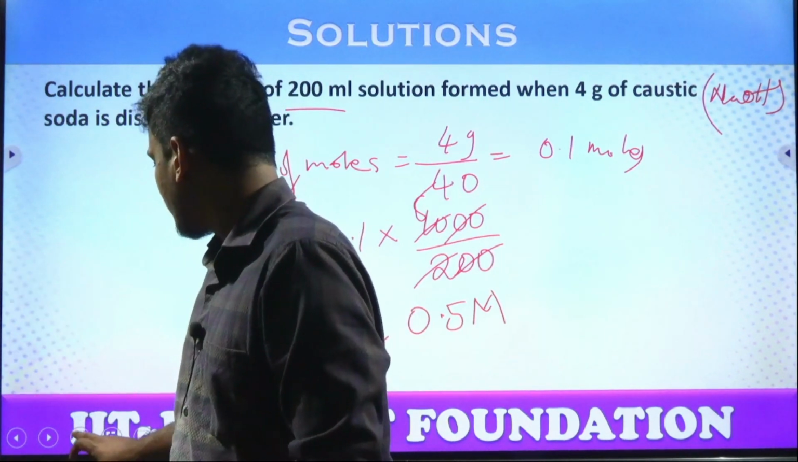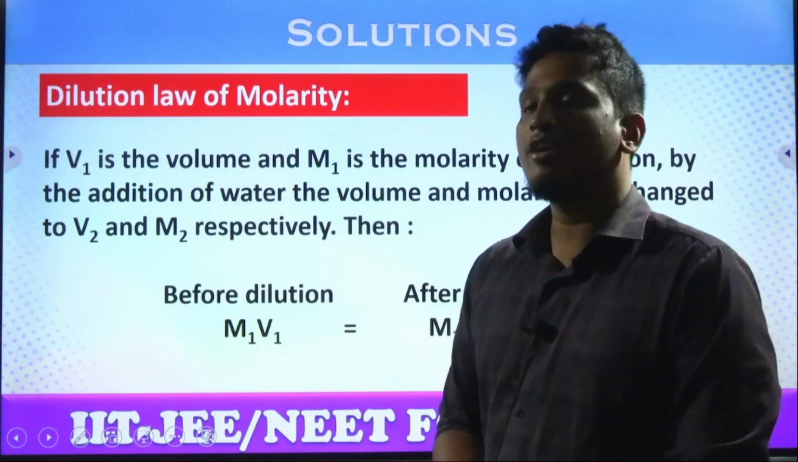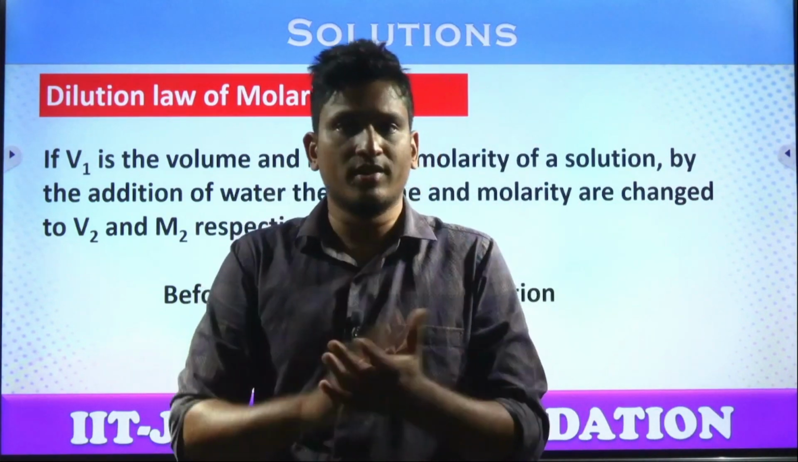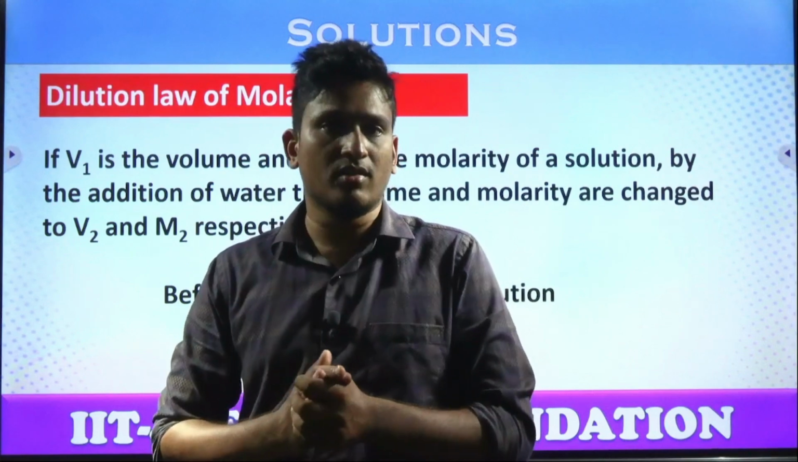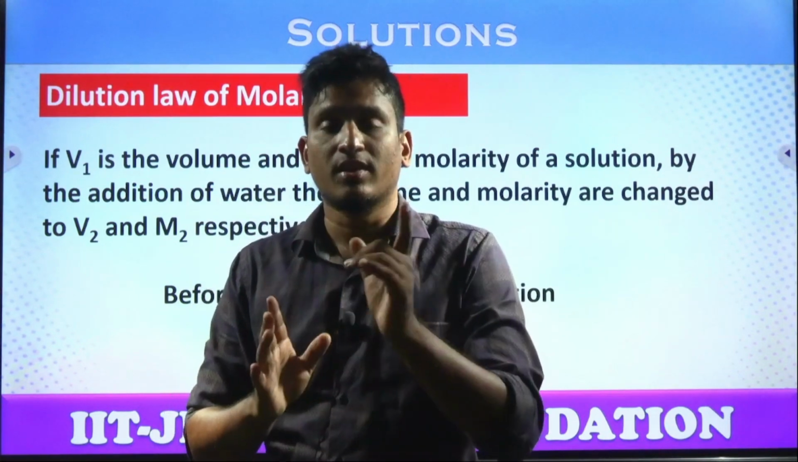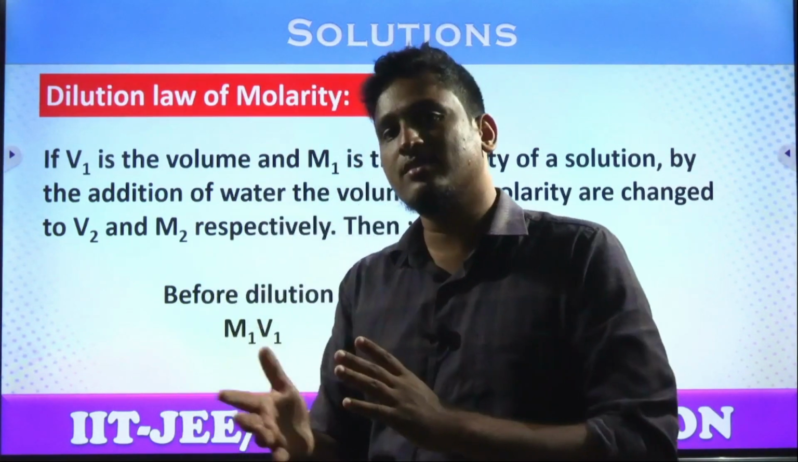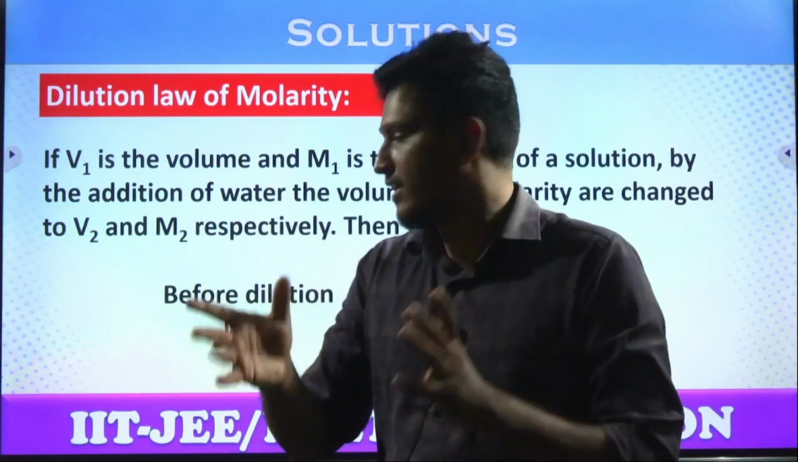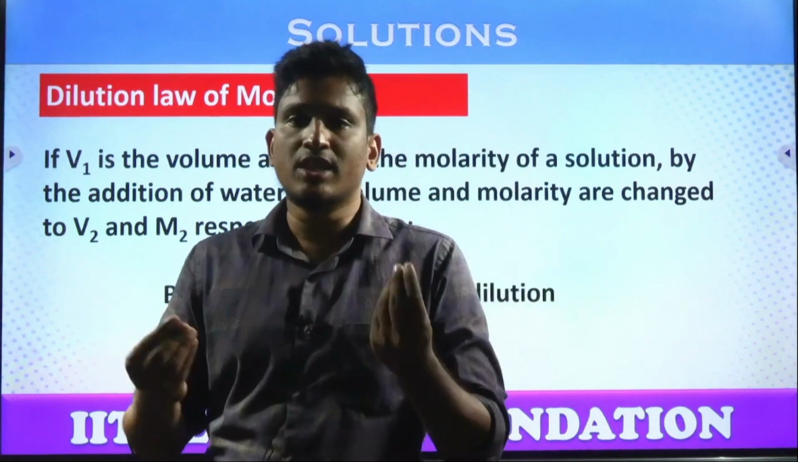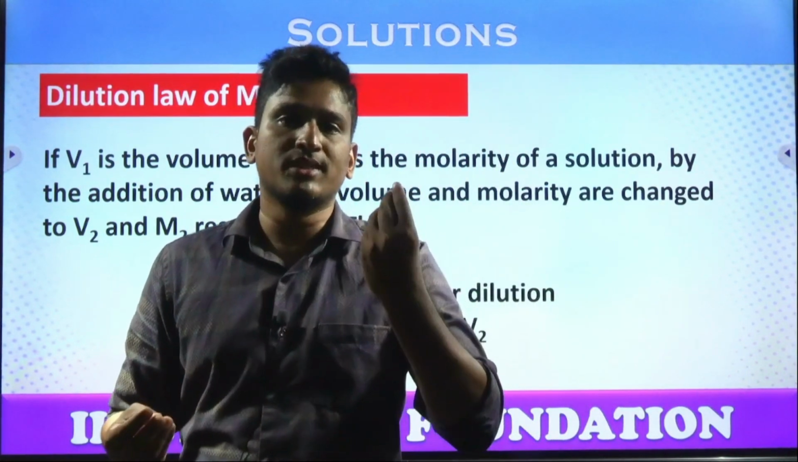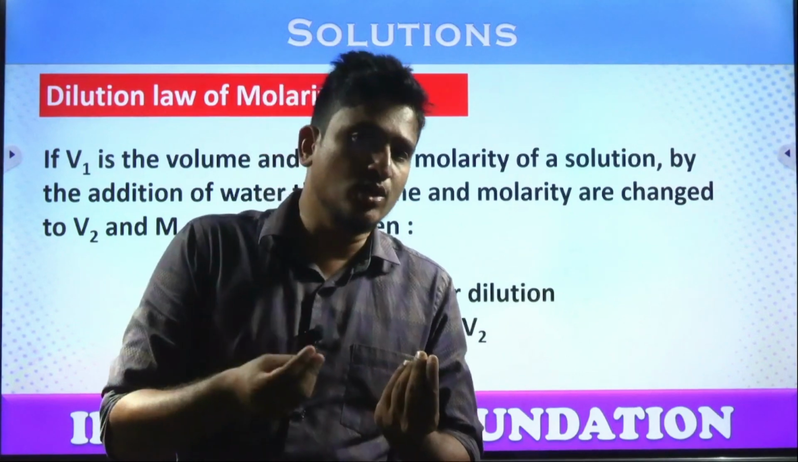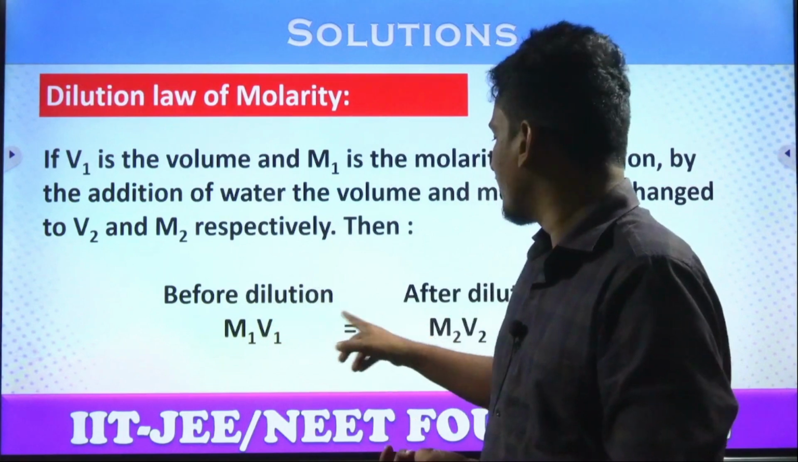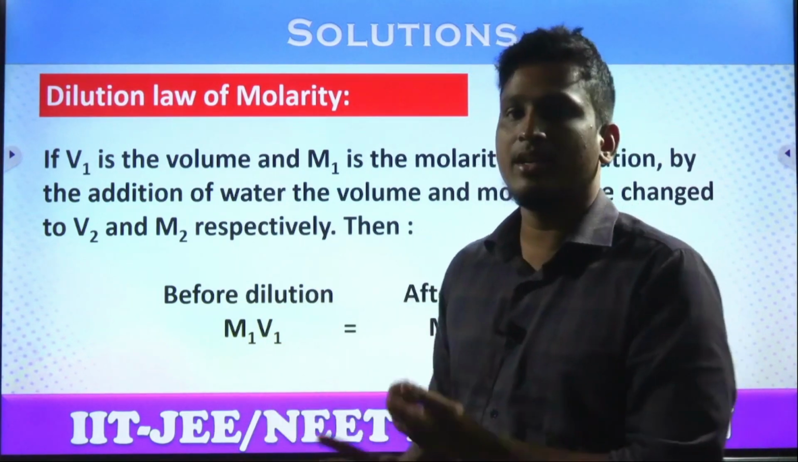Next we have the dilution law of molarity. Simple. Dilution law is nothing but this: there is one solution, you added some water, now does the molarity of the solution change or not? Like you added some solvent. So we have some initial values and some final values. If initial molarity is M1 and initial volume is V1, if we change V1 to V2, then M1 changes to M2, and this is the expression. Before dilution M1 V1, after dilution M2 V2. M1 V1 equals M2 V2.